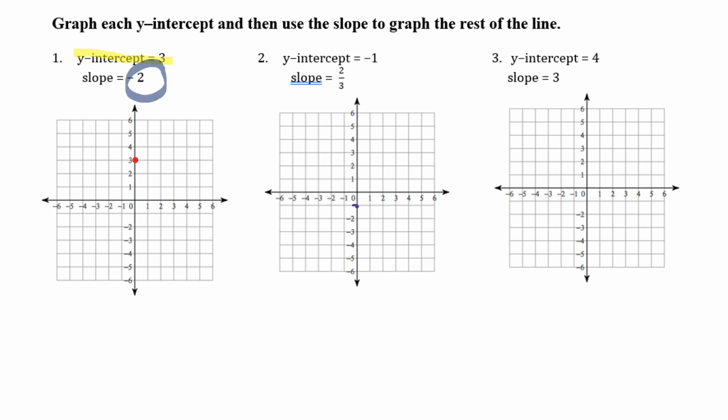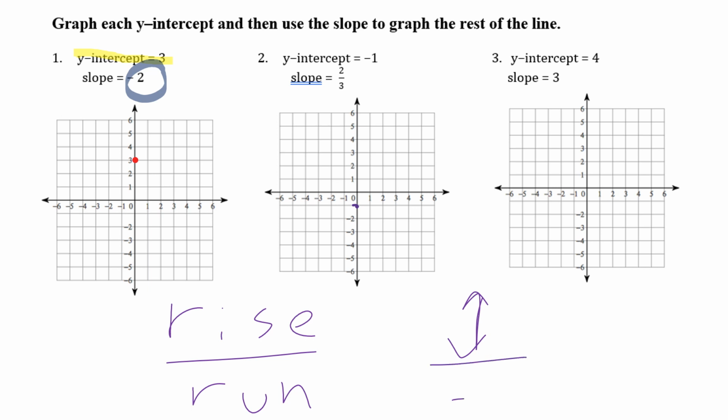And remember, slope is rise over run. Or you can think of it as you move vertically, up and down, the top number, and the bottom number moves left to right. So here if I have -2, that's the same as saying -2 over 1. So I'm going to go down 2, right 1, and draw a dot. Then I'm going to go down 2, right 1, draw a dot.